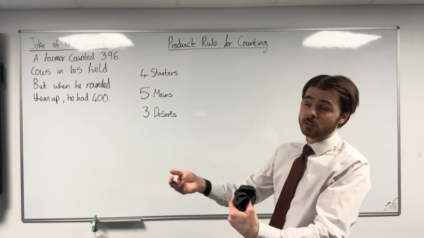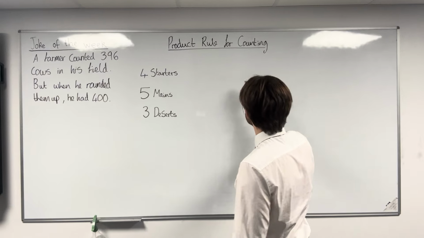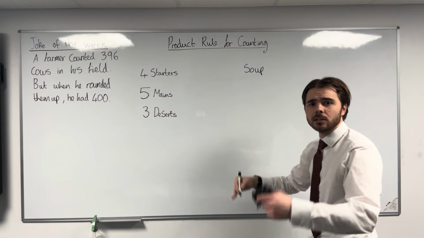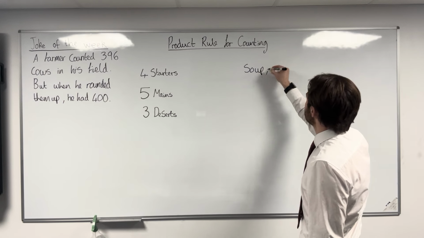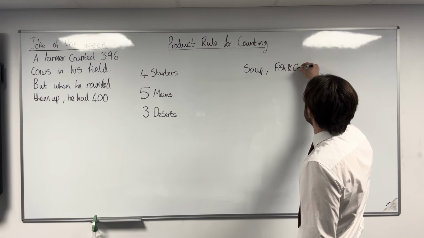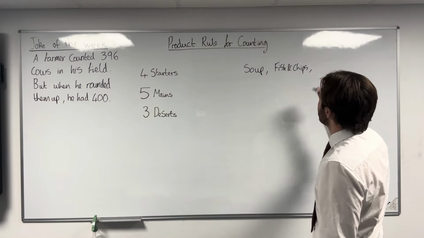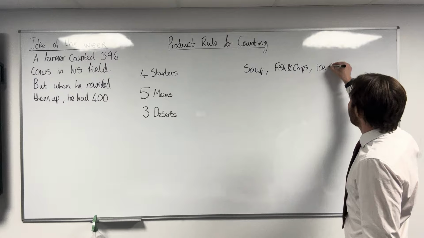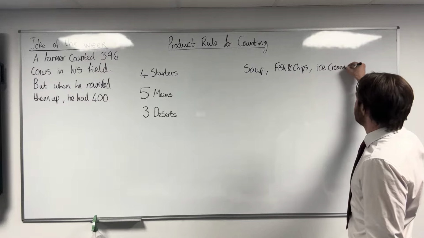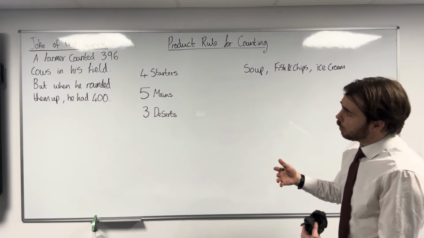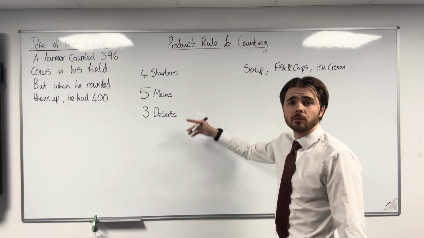Now, let's say, for example, one of the starters was soup, and then one of the mains was fish and chips, and then the dessert was ice cream, for example, okay? Now that is just one combination you could have, but there are quite a few different ways of writing this.